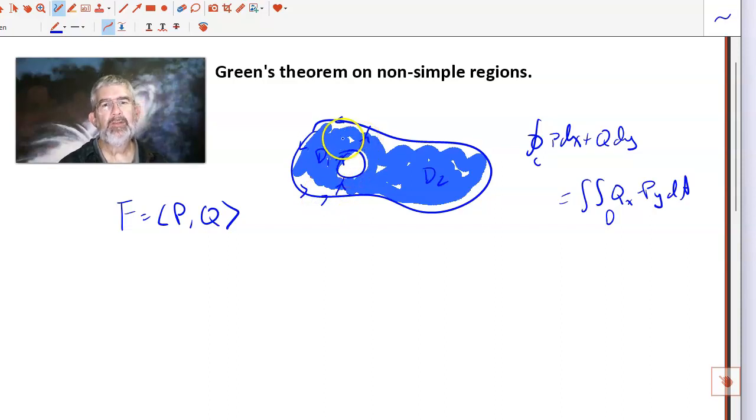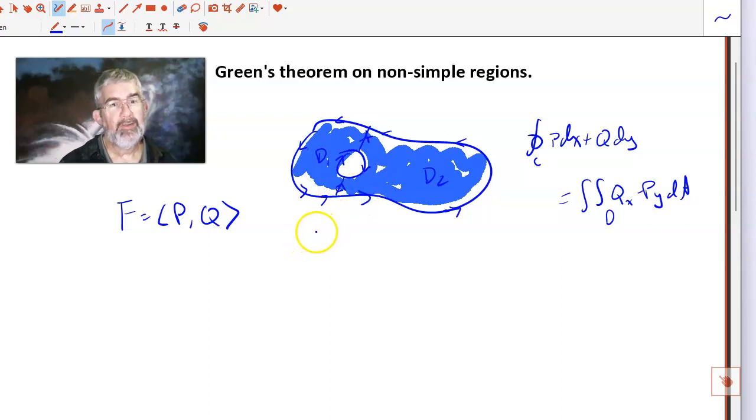Positive orientation means that as I'm walking along the curve, the interior of the region is to my left, and the exterior is to my right, so this is positive orientation. On D2 here, if I orient this in the positive direction, I'm going this way around, and this way around, and this way around, and then I'm going to come in there, and in here, and in here, and back out this way.